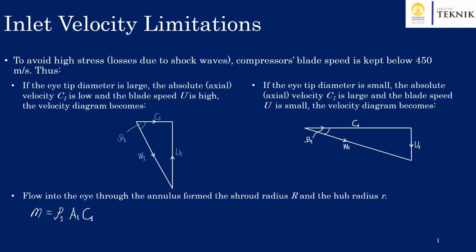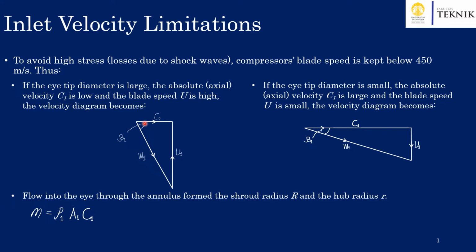Therefore, to keep it stable, the blade speed is to be kept below 450 meters per second. So there will be two extreme working conditions or operational conditions. We see on the left side here, this is where the eye tip diameter is large, and the absolute or axial velocity C1 is low and the blade speed U is high. Then we have this type of velocity diagram. This is when the geometry, or the eye tip diameter, is large.